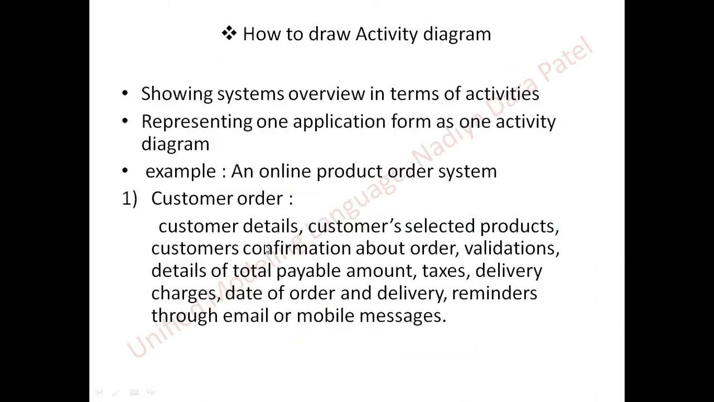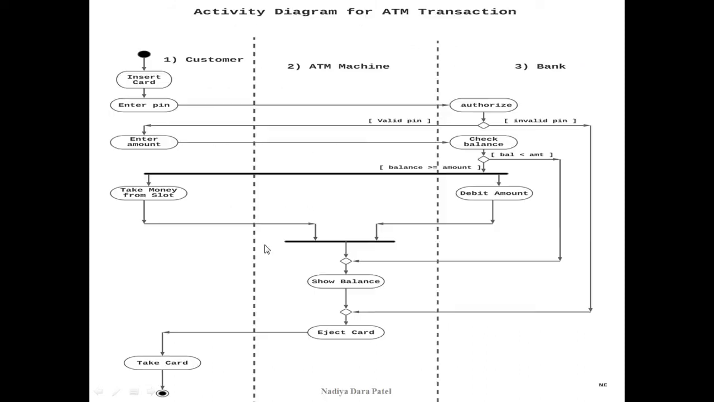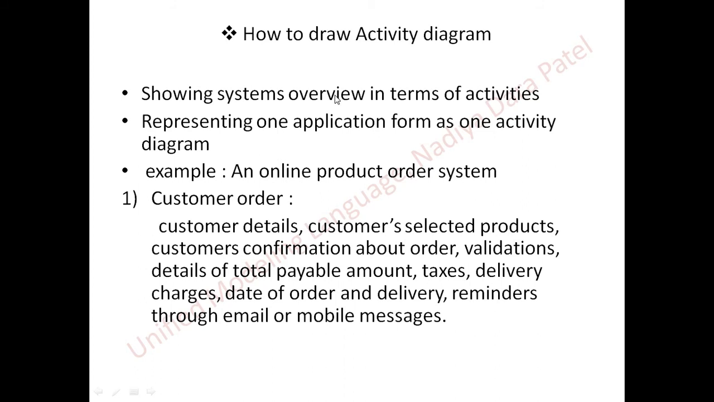Now let us go through how to draw these activity diagrams. It is going to show the system's overview in terms of activities. It is going to represent one application form. One thing you can do is draw the complete system as one big activity diagram. If it is getting very difficult, which it will be, and it has to be difficult because when you're drawing a complete system in terms of activities, it will have n number of activities. It can be 50 or 100 or thousands of activities performing. So that is going to become very heavy. So avoid this and draw an activity diagram for one application form.